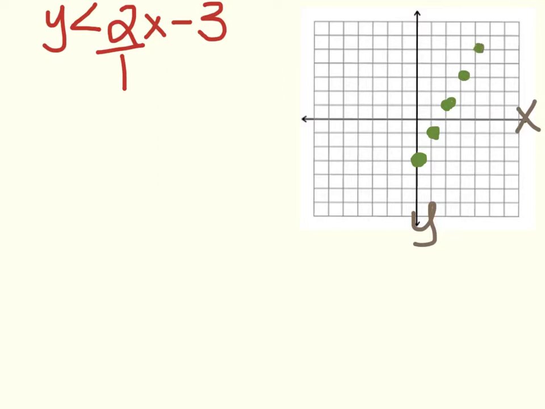Before we draw our line, we have to check out this sign right here. It's y is less than. Since it's not equal to, our line is going to be dashed.